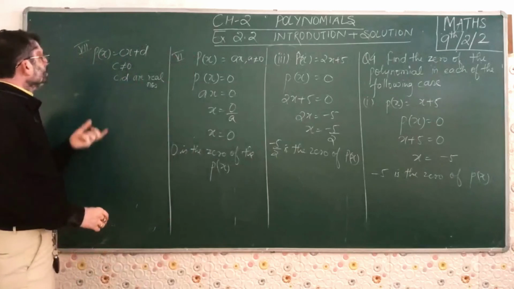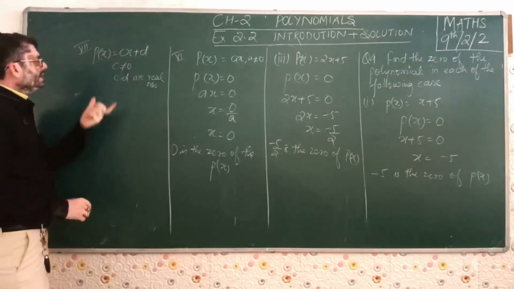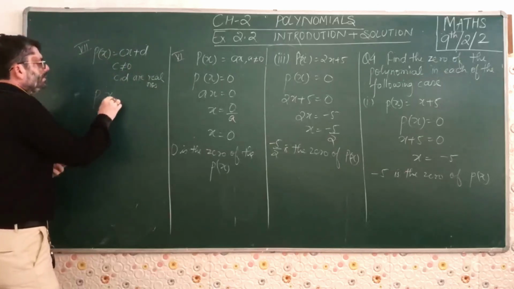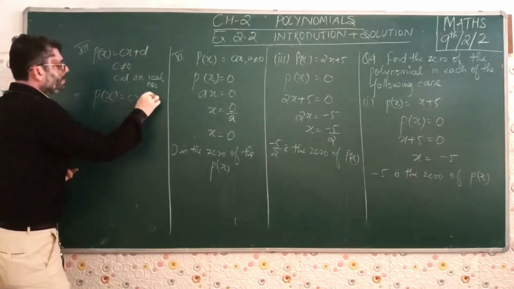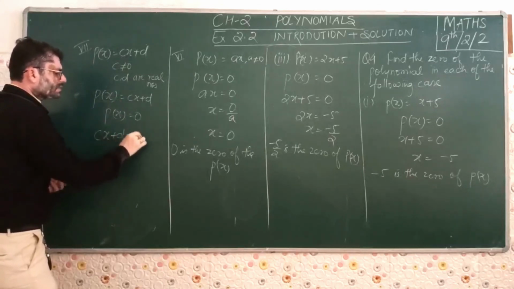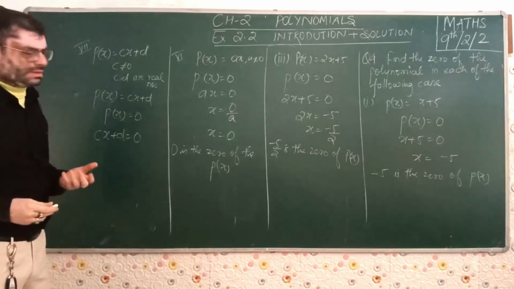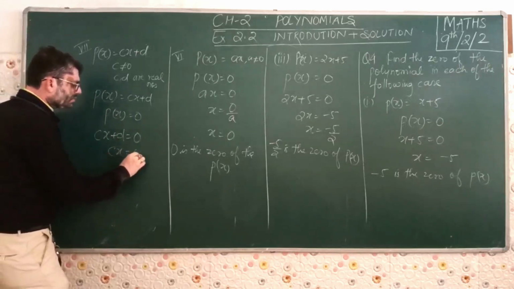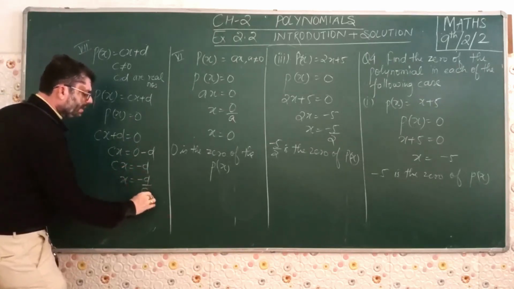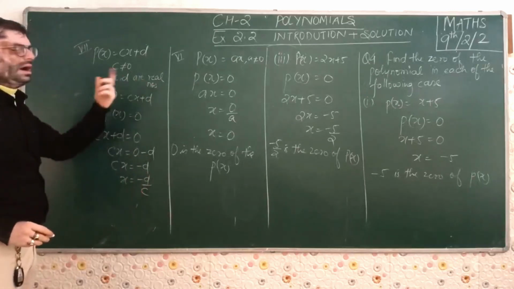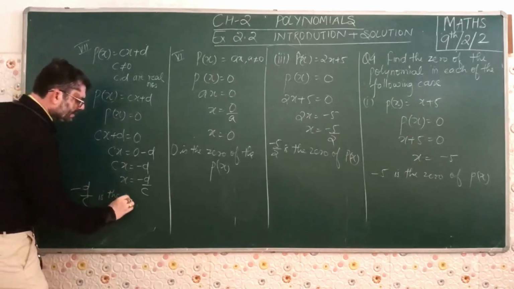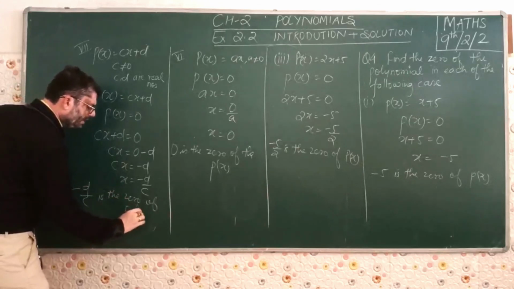Moving on to bit 7, p of x is equal to cx plus d, where c is not equal to 0 and c and d both are real numbers. The method is the same. P of x is equal to cx plus d. We take p of x to be equal to 0, and that means cx plus d is equal to 0. Solving the same way as we solve simple equations, we can write cx is equal to 0 minus d. So that is cx is equal to minus d, and x is equal to minus d by c. d and c both are real numbers as given. So we can say that minus d by c is the 0 of the polynomial p of x.